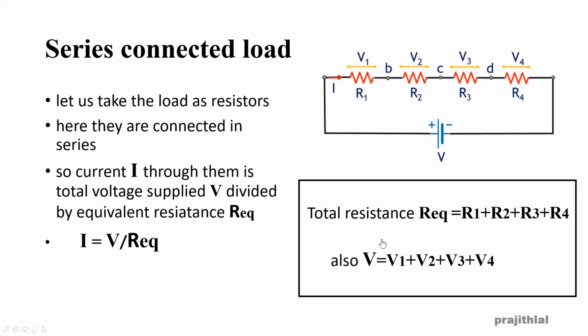Also, the supplied voltage is equal to V1 plus V2 plus V3 plus V4. These V1 to V4 are the voltages across the resistors R1, R2 and so on until R4 respectively. So the total voltage is the sum of these voltage drops.